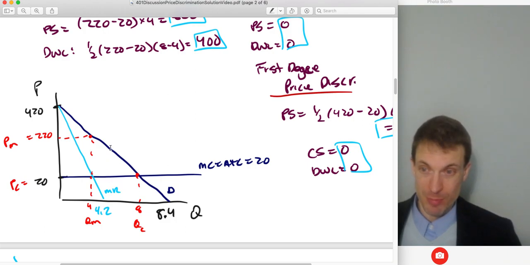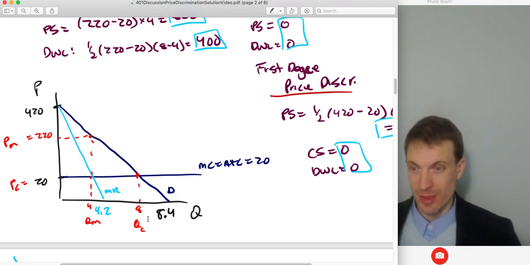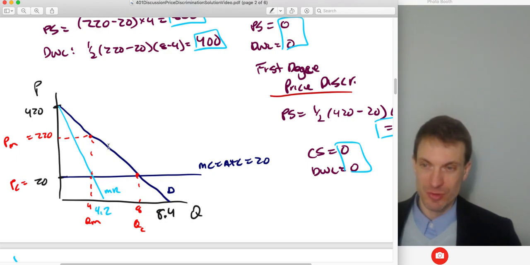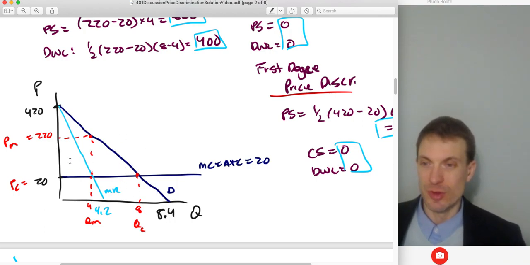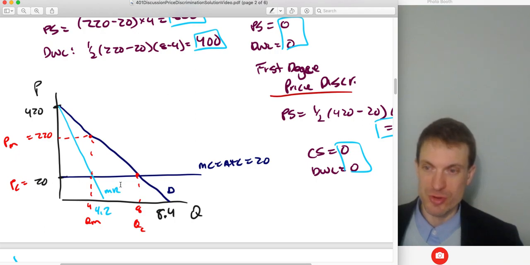This is also going to be the midpoint of the demand curve, right? 8.4 divided by 2 is 4.2. So this is the midpoint of the demand curve. This is also where demand is unit elastic. Right? Anyway, but that's not where the monopoly is producing. The monopoly is going to produce where marginal revenue crosses marginal cost. That's this quantity of 4. Go up to the demand curve to get the price.